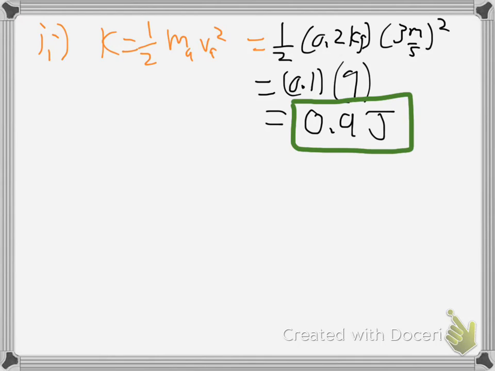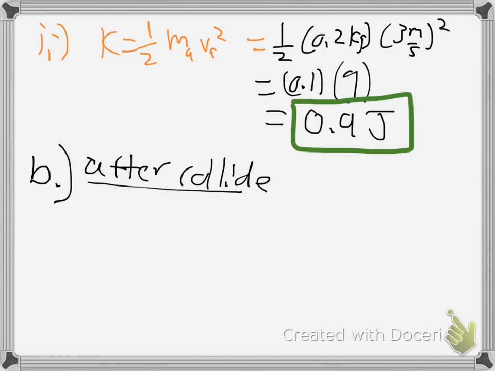Okay, now B, we're doing a similar thing, and we're looking for the momentum of the combined masses. So this is after they collide. They stick together, so this is a perfectly inelastic collision.